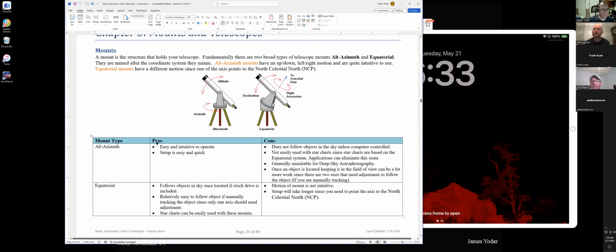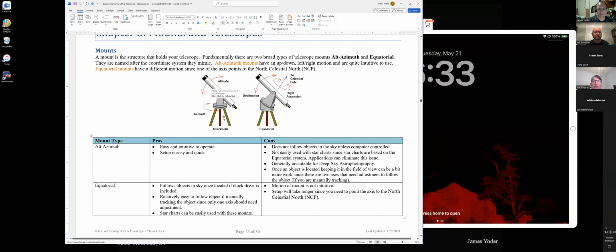So the pros of the Alt-Az is easy and intuitive to operate. Setup is easy and quick. Usually all you have to do is plop it down, level the mount, and sometimes you point it north, if there's markings on the mount, but most of the times, for most of them, you don't even have to worry about pointing it north. Unless it's a go-to mount, then you might have a specific orientation you have to put it.